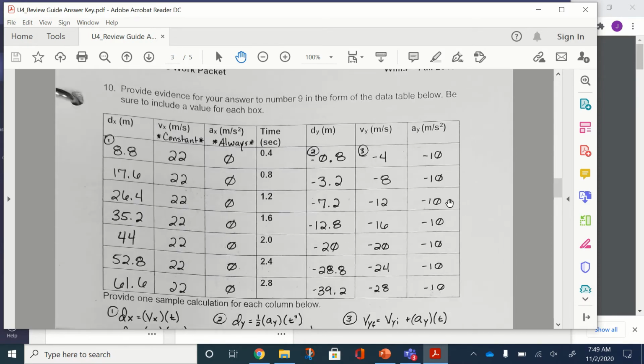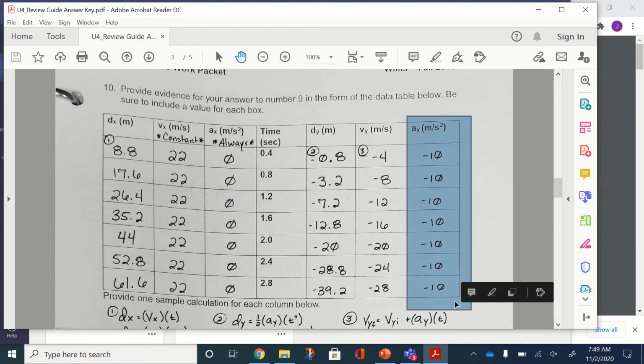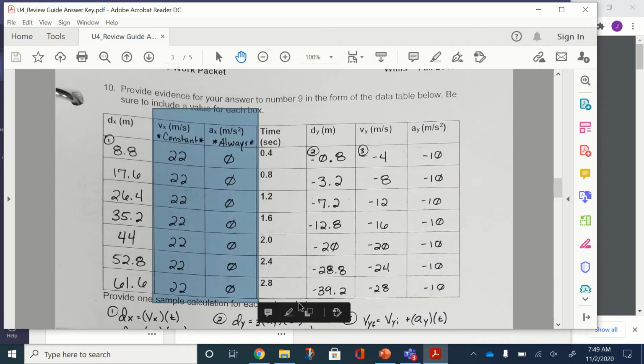You do not need to do the data table. I took the data table off of the exam. This was another way of solving these problems. It was really good, and I liked it just to re-emphasize gravity doesn't change, and because there's no horizontal acceleration, your horizontal speed doesn't change. I liked that aspect of it.